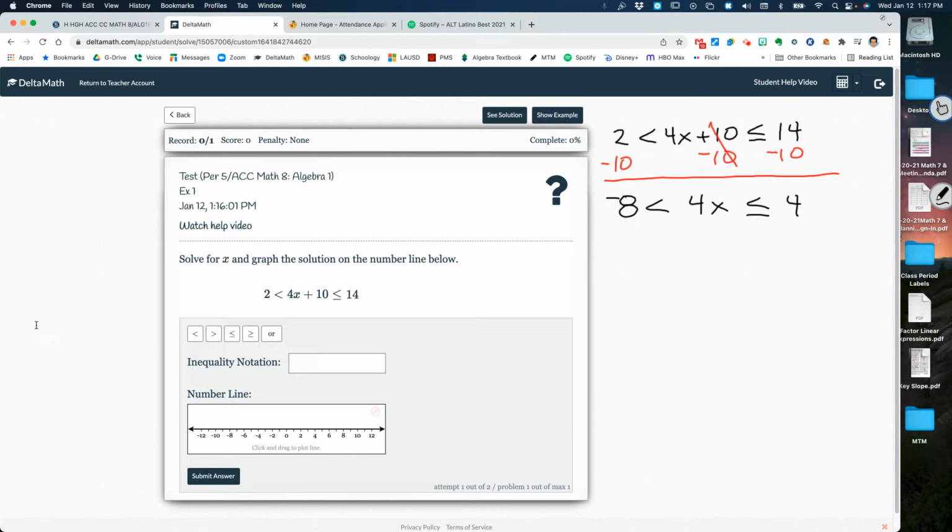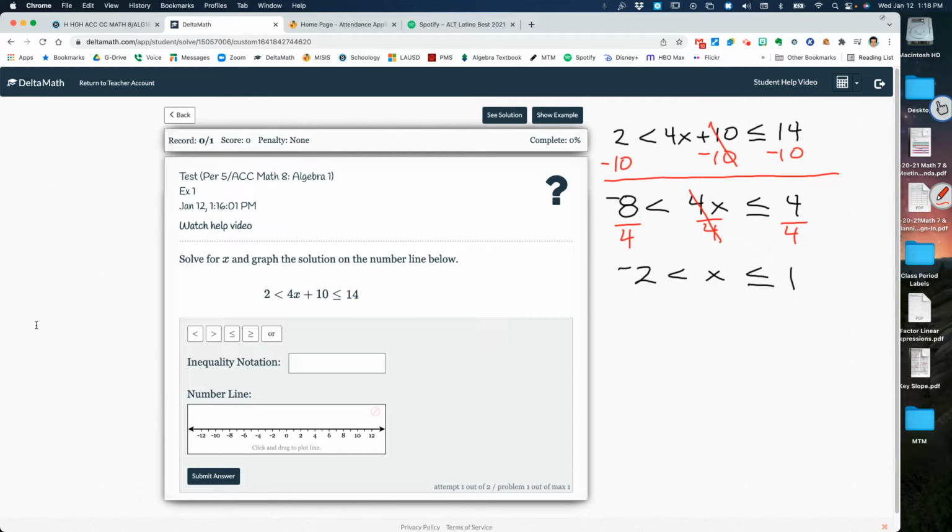And then what's our next move? What do we do next to isolate? Yes, we divide by 4. It's 4 times x, you don't want the coefficient 4, so divide it out. And luckily for us, it's positive 4, so we don't have to flip those inequality symbols. There's going to be enough of that today. So this is negative 2 is less than x is less than or equal to 1.